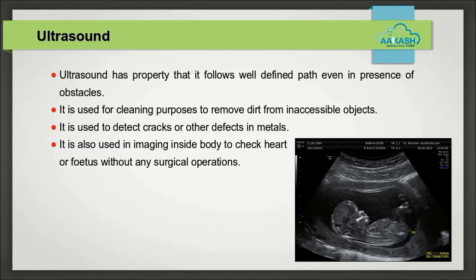Ultrasound. Ultrasound has a useful property that it follows its path correctly even in presence of obstacles. Hence, it can be used to detect cracks or defects in metals. It can be used to see inside the body without any surgical operations by using the reflection to generate internal picture of the body. Sonar or sound navigation and ranging is a technique used to detect underwater objects and topography.